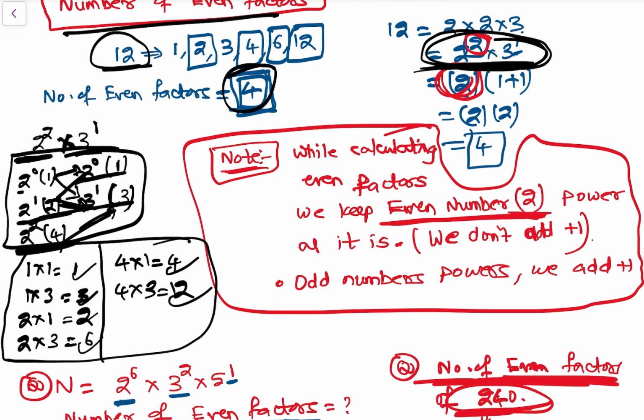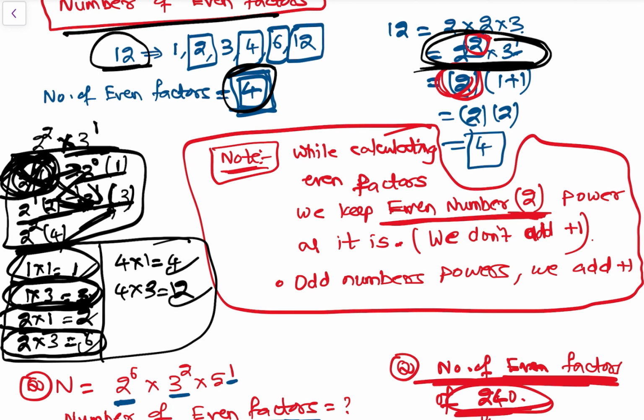So we don't take 2 to the power 0, because when we multiply 2 to the power 0, we get odd numbers. 2 to the power 0 into 3 is an odd number, 2 to the power 0 into 1 is an odd number. So we don't consider 2 to the power 0. Instead we take 2 to the power 1 and 2 to the power 2, because 2 to the power 0 gives odd numbers as factors, so for even factors we don't consider it.